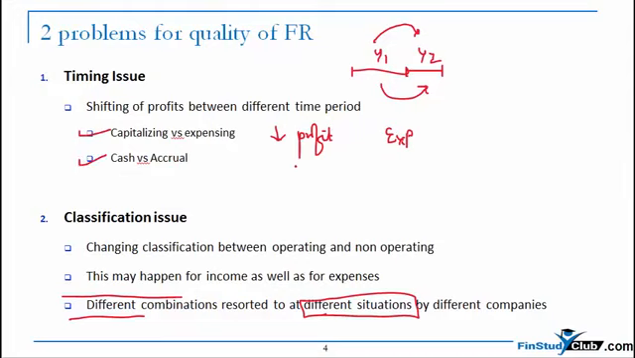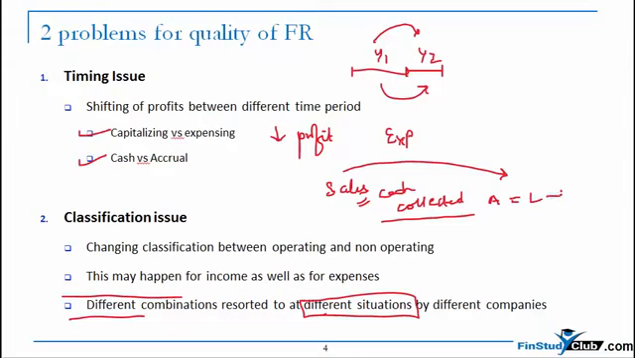Same is the concept with cash versus accrual. If the firm wants to postpone the profits for some reason, then the sales that the firm has made, even if the cash has been collected, they will show that as unearned revenue. A is equal to L plus C. So cash coming in will not be taken to P&L, but will be shown as unearned revenue in the current year. And in the next year, this unearned revenue will translate itself into the P&L. Okay, so on and so forth. So there are a lot of these things. The same thing could be done in terms of expenses as well.